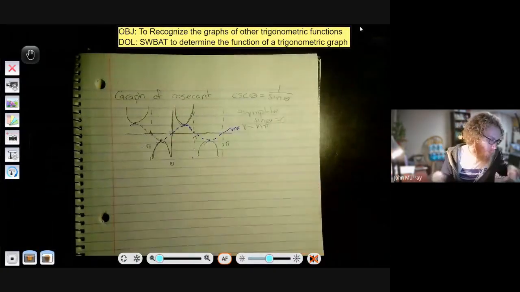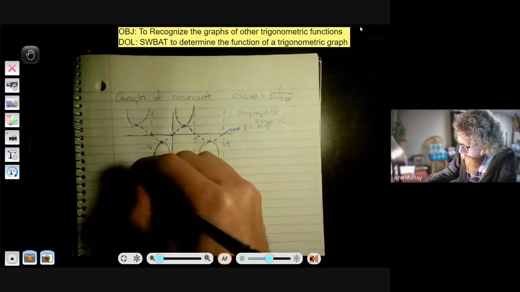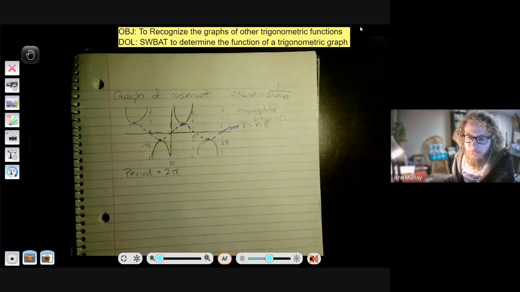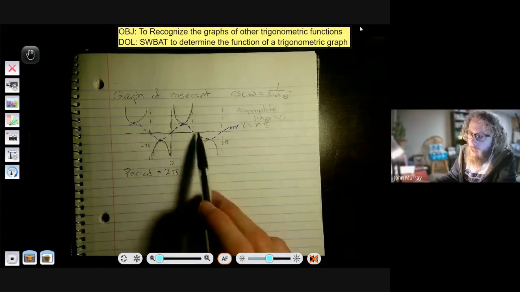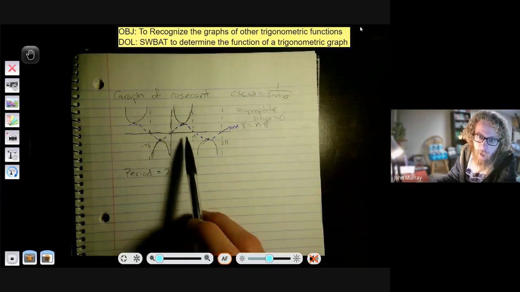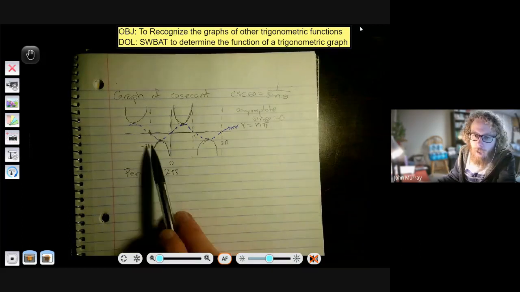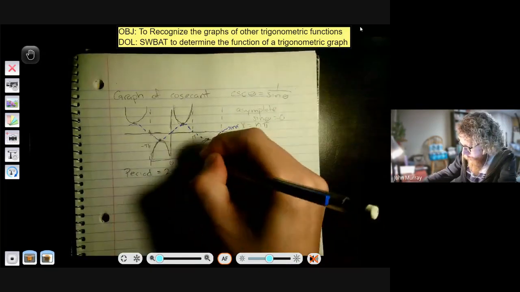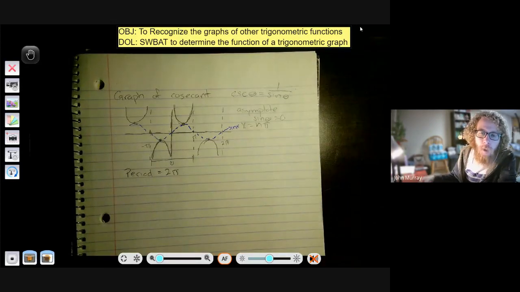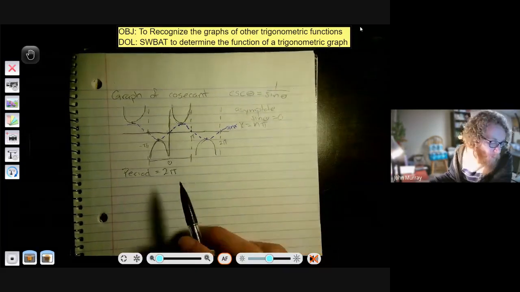So when we're talking about the domain and range, we get some interesting things. Well, first, my period is back to 2 pi, right? Because it takes from negative pi to 0, I don't repeat anything until I get back to positive pi, right? So going from negative pi to positive pi, that's a period of 2 pi. My period is back to 2 pi because it takes me that long to repeat what the graph looks like.